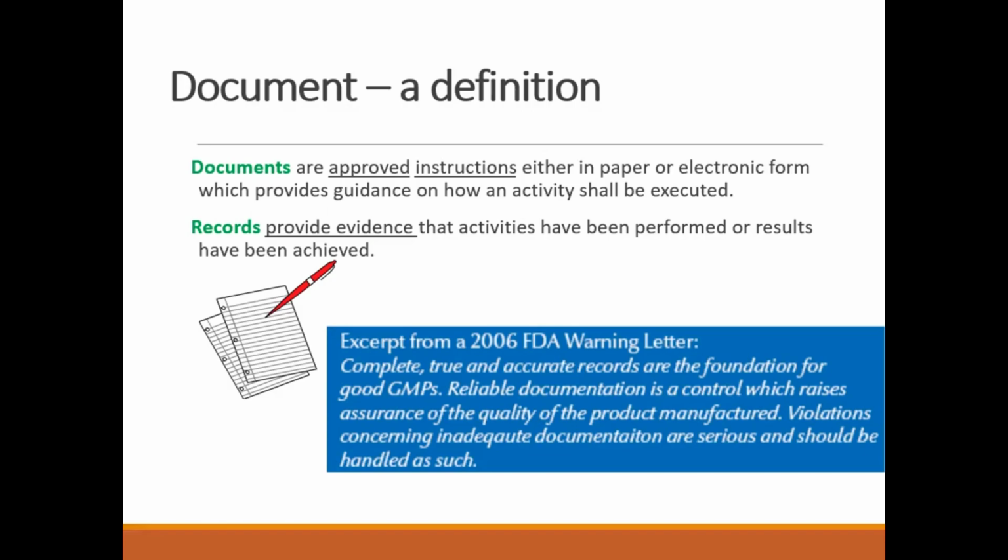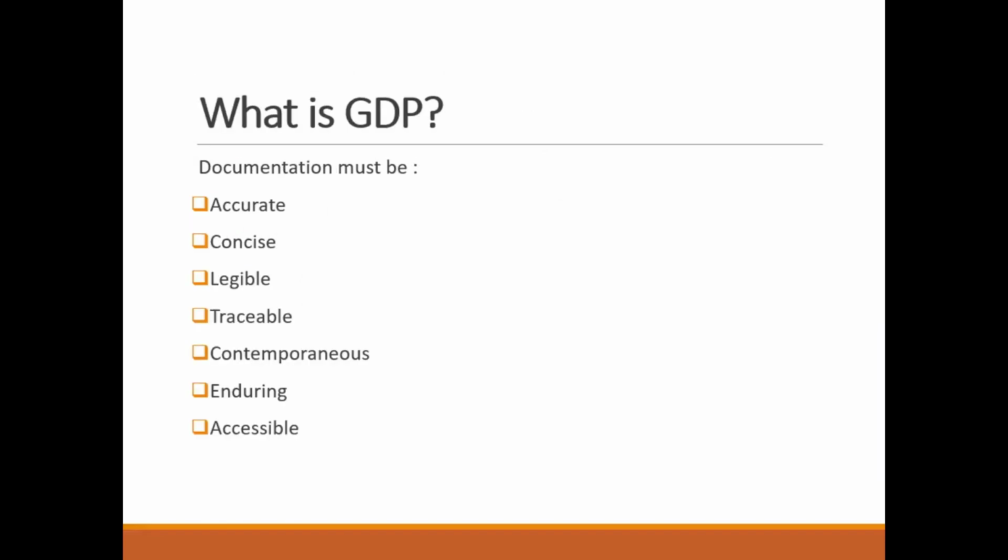Complete, true and accurate records are the foundation for good GMPs. Reliable documentation is a control which raises assurance of the quality of the product manufactured. Violations concerning inadequate documentation are serious and should be handled as such. So what is GDP or good documentation practice?